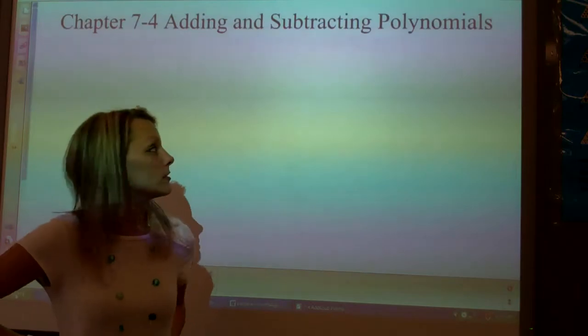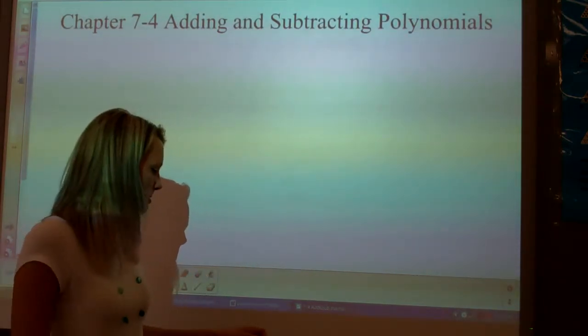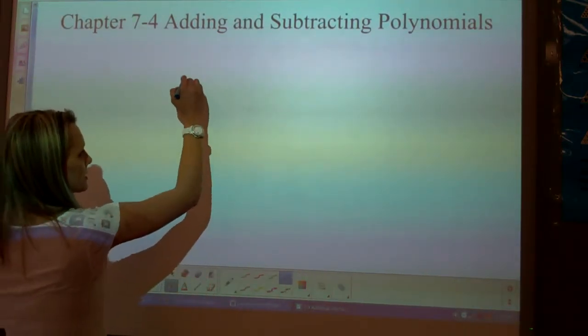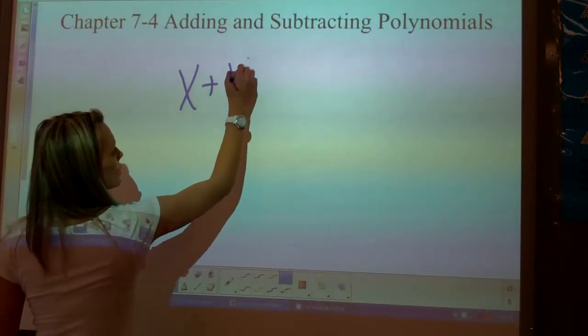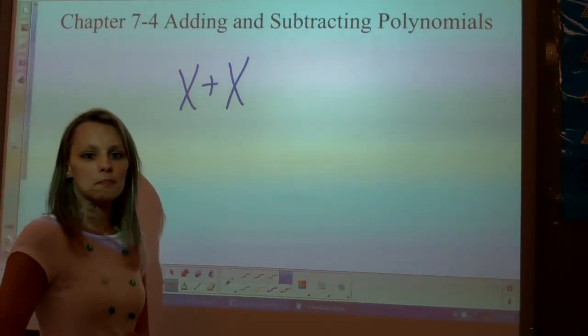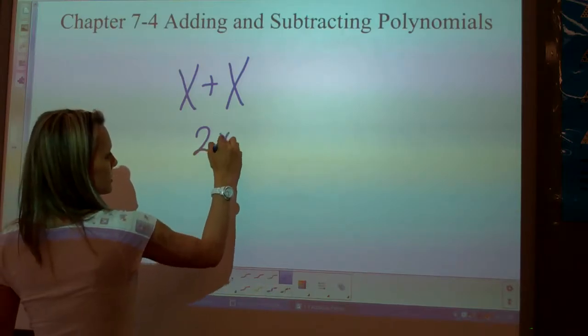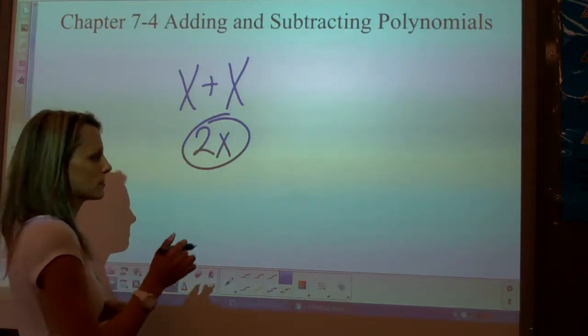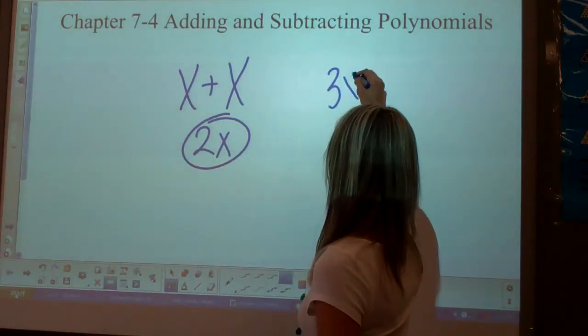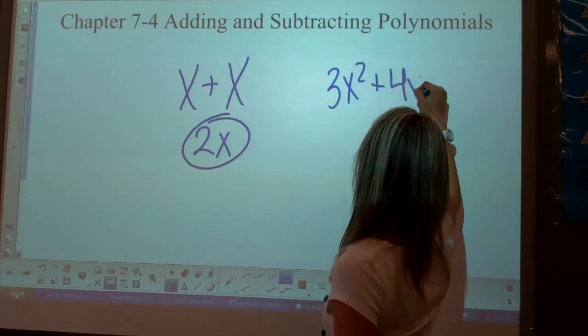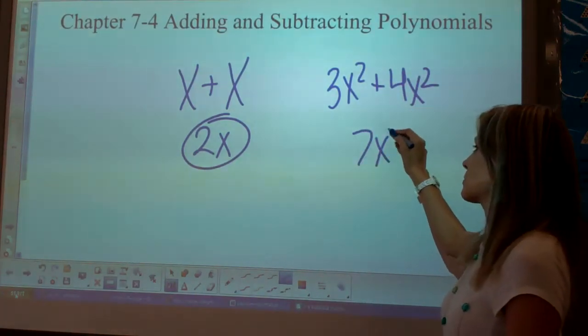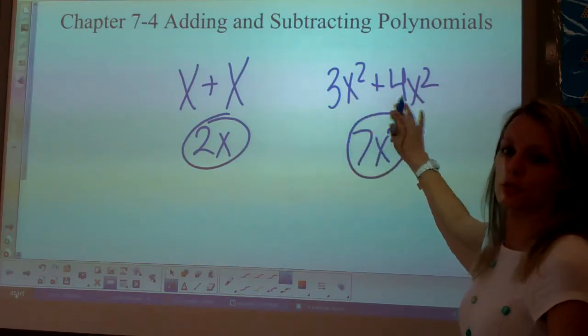This is section 7 for adding and subtracting polynomials, part 1. So we're going to start by reviewing how to combine like terms. So for example, x plus x is 2x. These are like terms. Or 3x squared plus 4x squared is 7x squared. These are like terms, so you can add those.